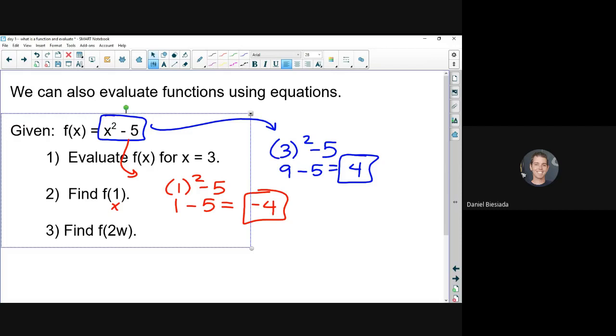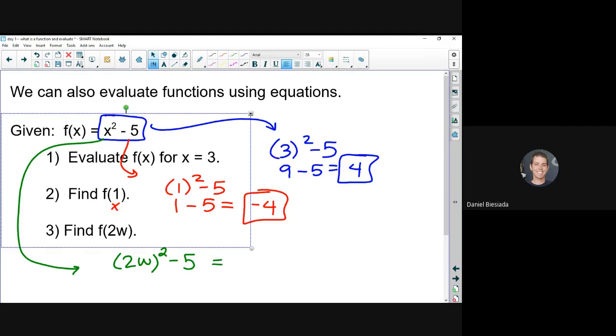it's going to have variables inside. So once again, I'll take that x squared minus 5, and I'll put that 2w in to replace the x, like so. So it's still x squared minus 5, kind of, but the x has been replaced with the 2w. Then it's just a matter of simplifying.